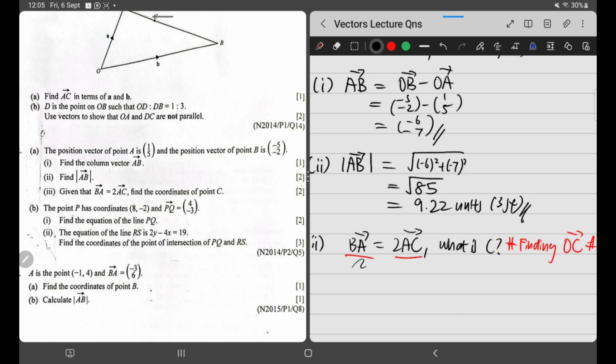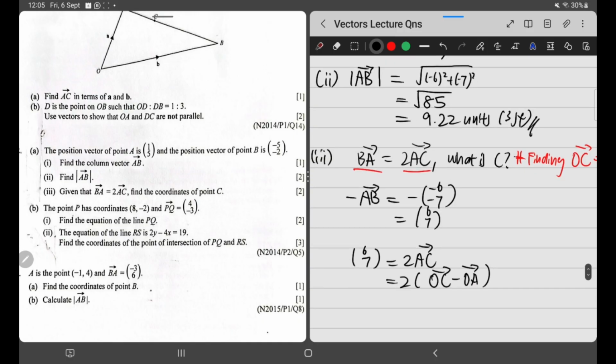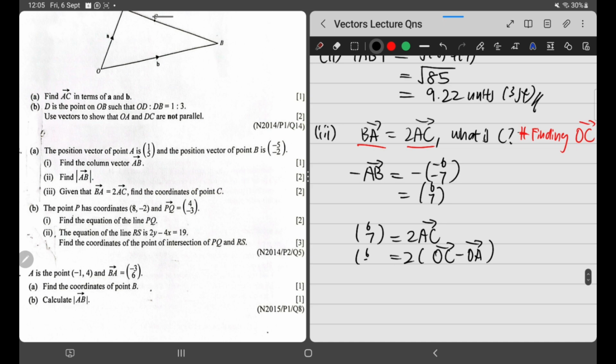BA. So in part i, we found that AB is this, right? Therefore, BA is just negative AB, right? You just flip it. So equals negative (-6, -7) equals (6, 7). Therefore, (6, 7) equals 2AC, which equals 2 bracket OC minus OA, right? So (6, 7). And then we know that OA is (1, 5).